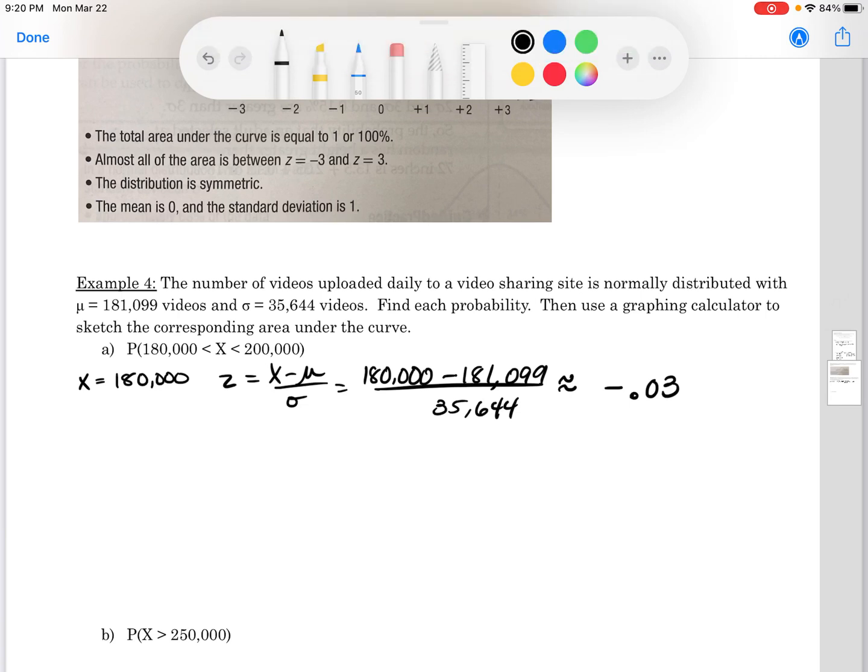We're going to do the same thing for 200,000. So we'll use the same formula.